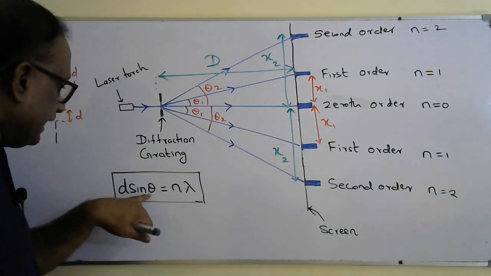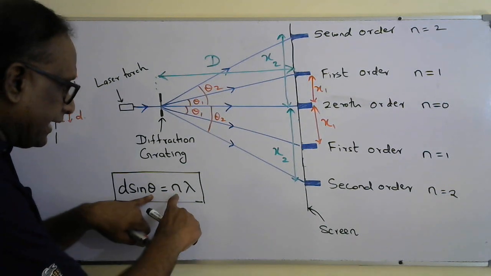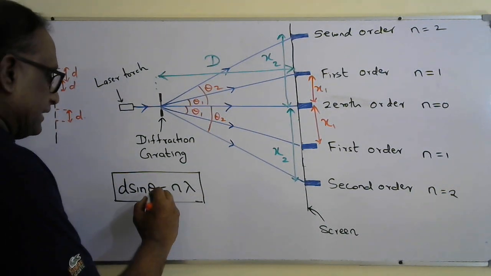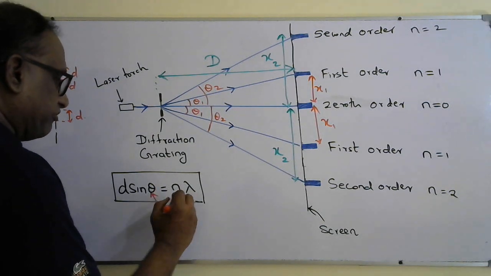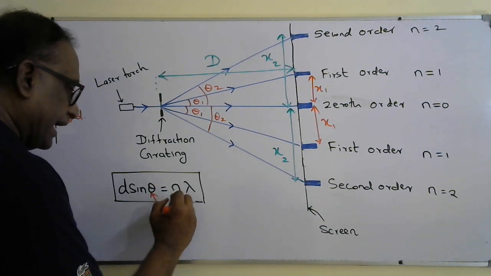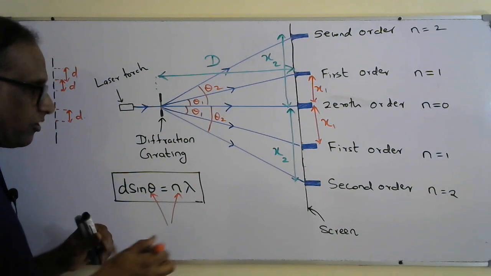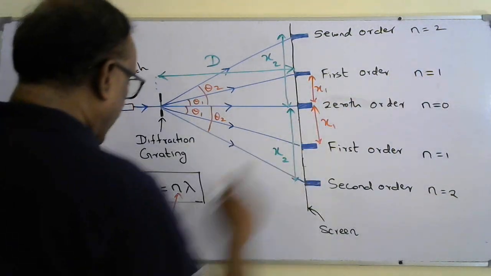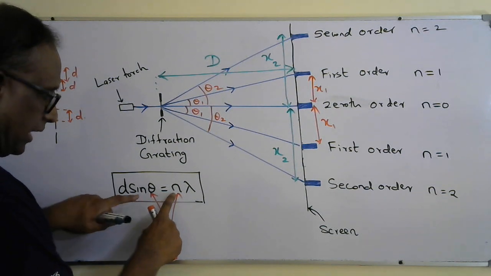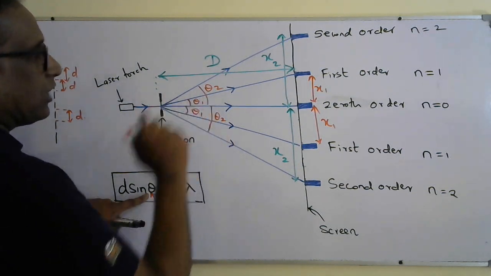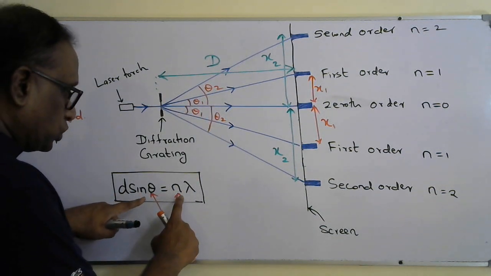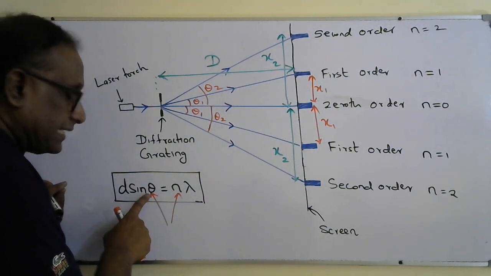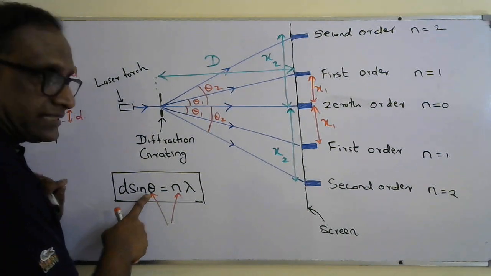Okay, sine theta, where theta and n are related to each other. What is theta? Here theta is the angle of diffraction for the order n. Say for example, for first order, n equal 1, if you substitute n equal 1, then theta should be theta 1. n equal 2, theta must be theta 2. So what is theta? Theta is the angle of diffraction.